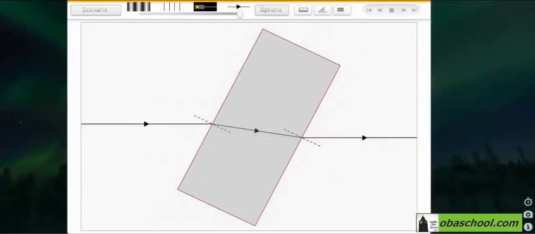That's all for refraction of light. You can find all the information needed in the book.